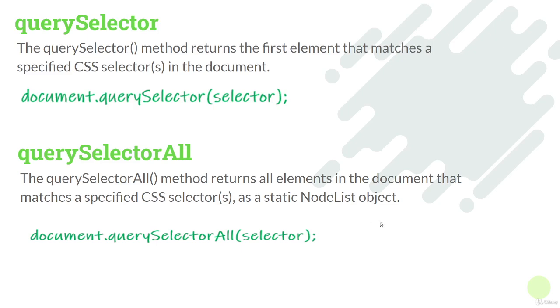The syntax is document.querySelector, and you can pass the selector. We have already seen the types of selector we usually use in the CSS video. We can use the element name, ID, and the class.